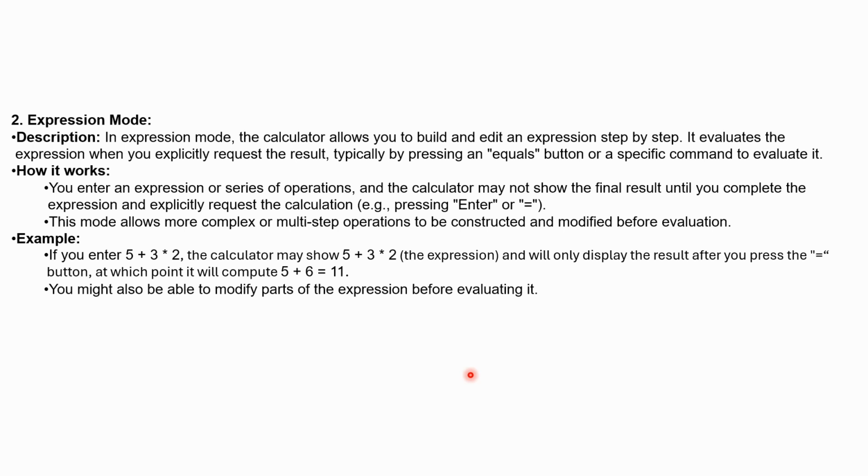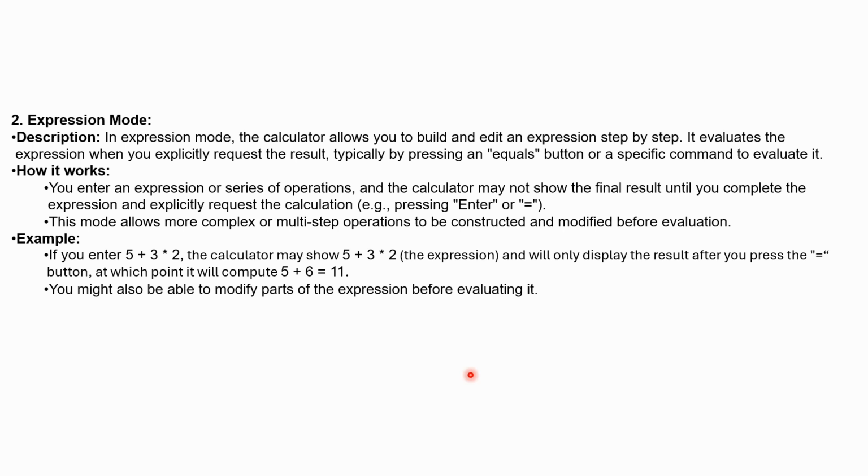So what it does is it allows you to have complex or multi-step operations. You can construct an expression with a multiplication, addition, subtraction, division, any combination of those, and mix them together, and you can hit the equals button, and you're going to get the correct answer. So here in this example, if you enter 5 plus 3 times 2, the calculator will show 5 plus 3 times 2. It'll show that whole expression, and will only display the result after you press the equal key. At that point, it will evaluate and compute 5 plus 6 equals 11, which is the correct answer.